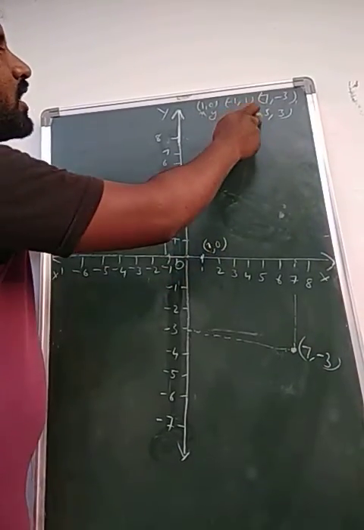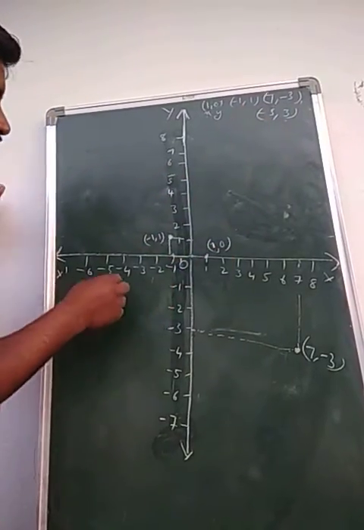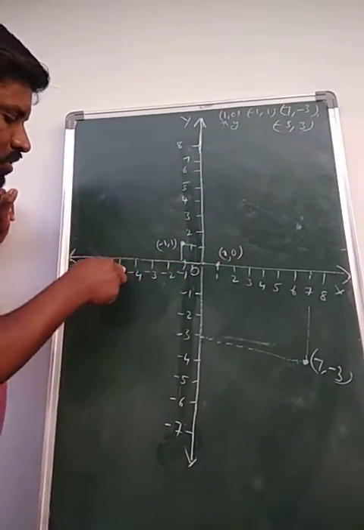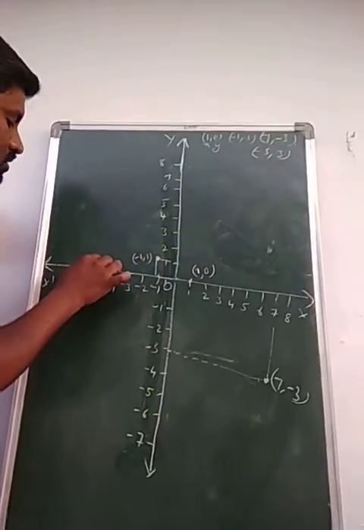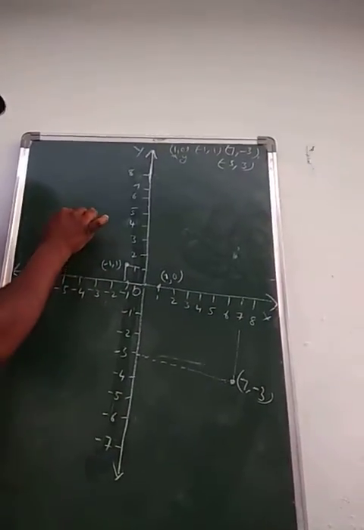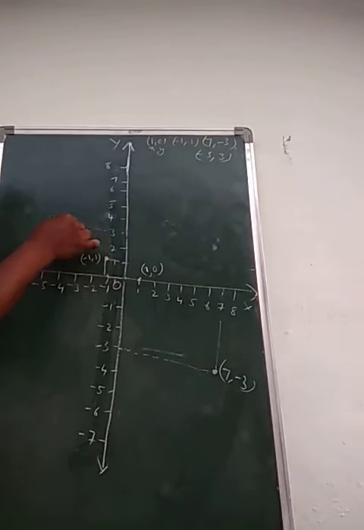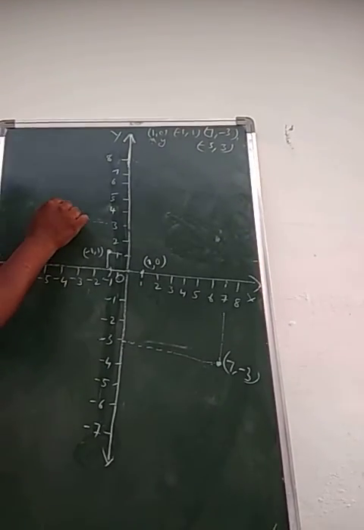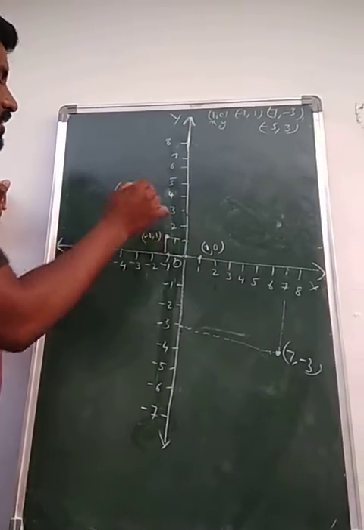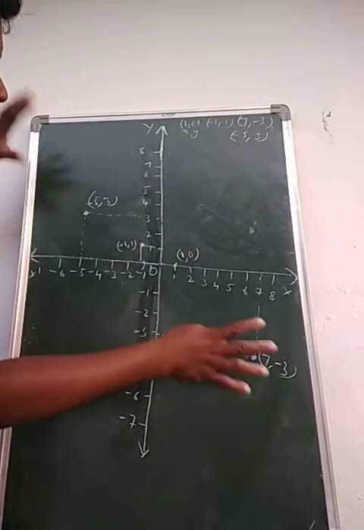Next, the x coordinate is -5 and the y coordinate is 3. So here that is (-5, 3). So successfully we plotted the particular points on the graph.